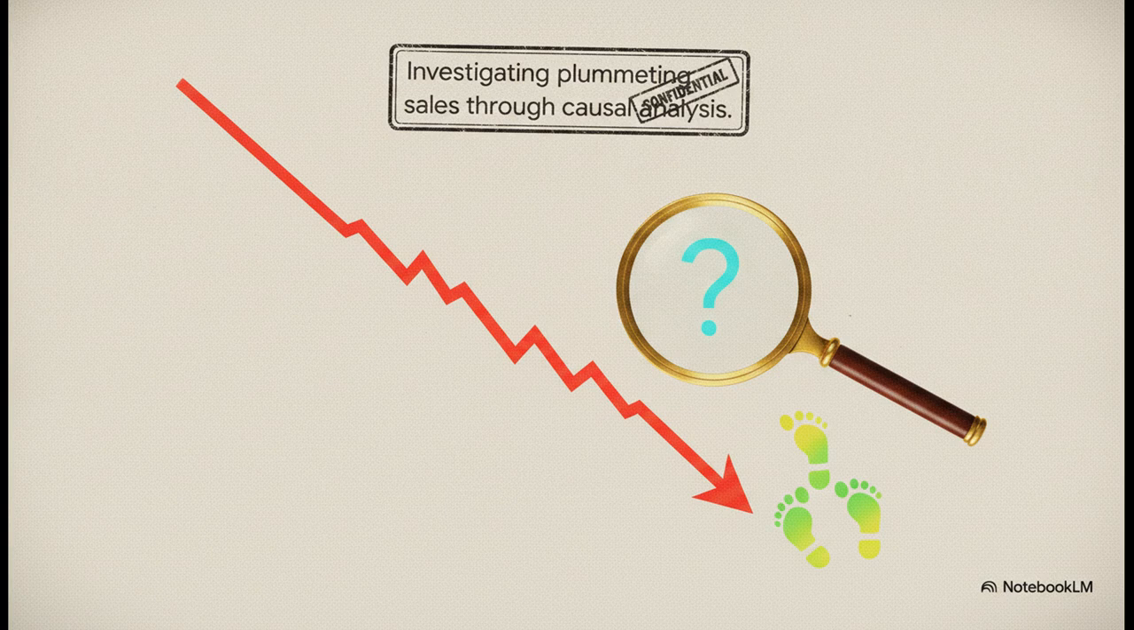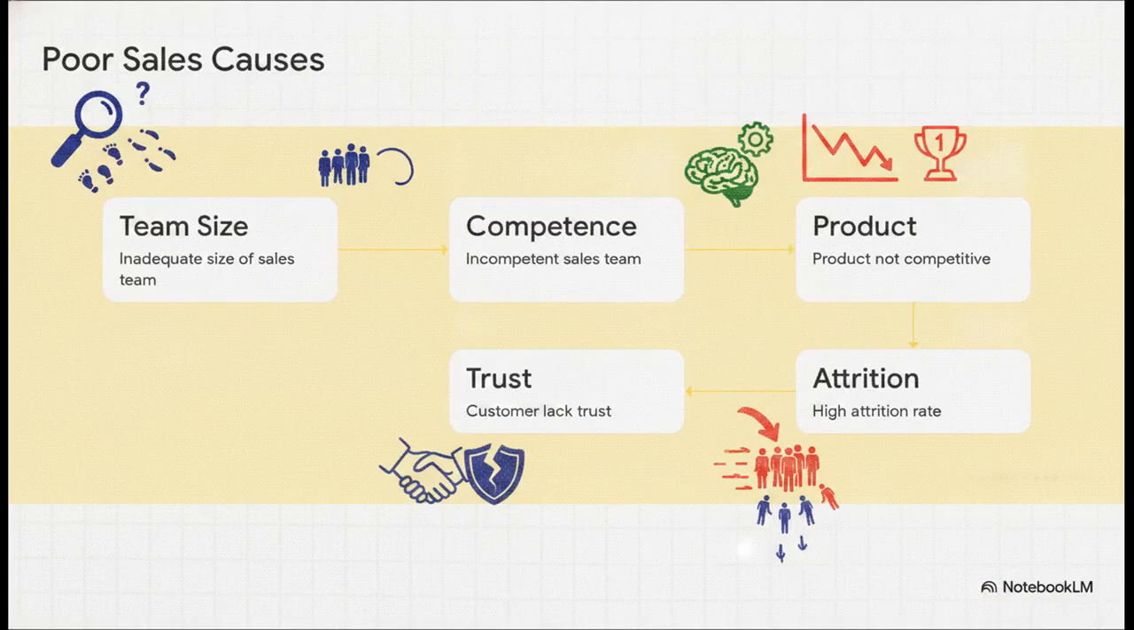Basically, a detective story. Okay, let's pivot away from life insurance to something almost every business leader has felt in their gut: missing revenue targets. Let's say a company keeps missing its numbers. Poor sales is the consequence. That's your KPI flashing red.